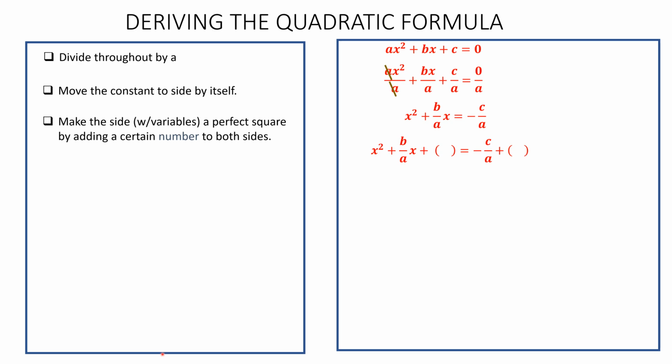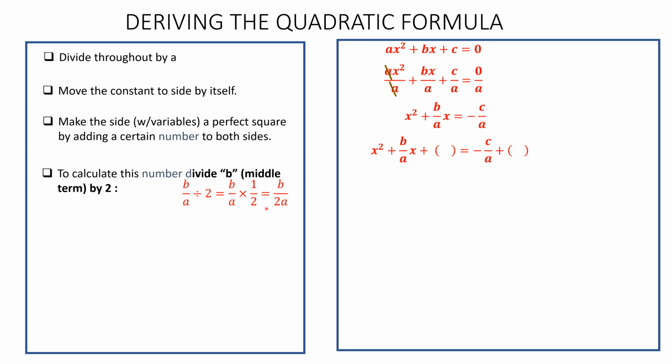So to calculate that number, we divide b over a, the middle term coefficient, by 2. This gives us b over a divided by 2, which, since we're dividing by 2, is the same as multiplying by 1/2. So b over a times 1/2 is equal to b over 2a.